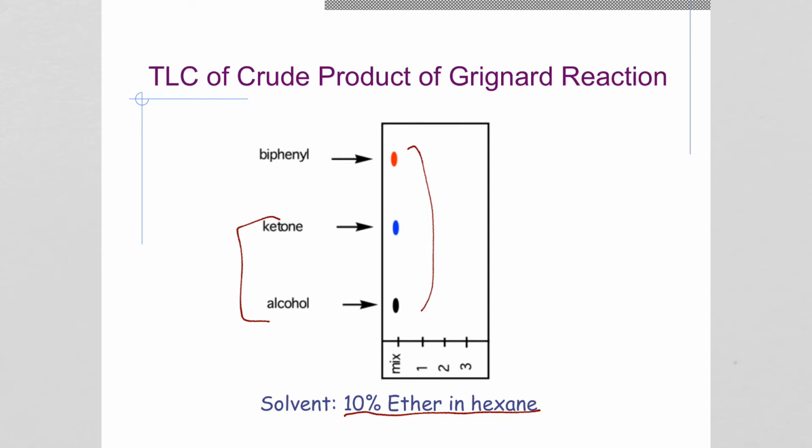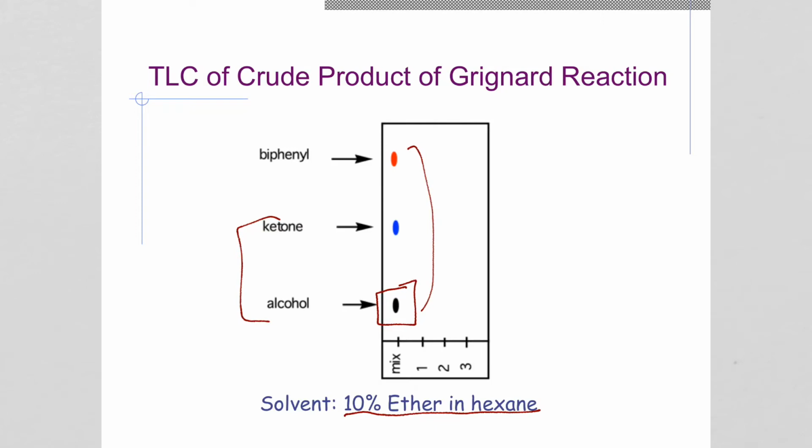Now, if we wanted to get a pure sample of our alcohol, we could actually take a spatula and scrape the spot off the plate and then filter it with some solvent to get it out. There's actually a technique where you do that called preparative TLC, but that's not what we're going to be doing, and it's kind of a pain. So instead, we're going to use a technique called column chromatography to purify our sample.